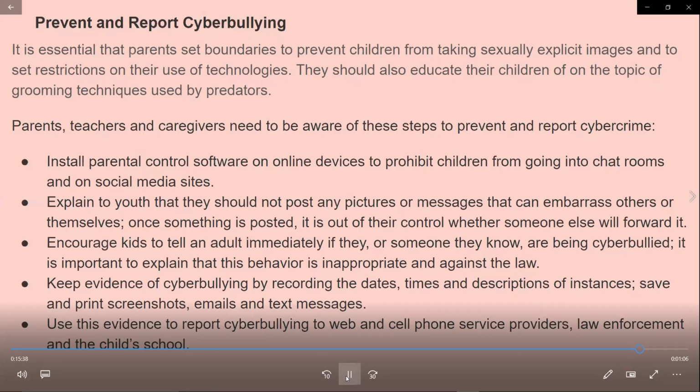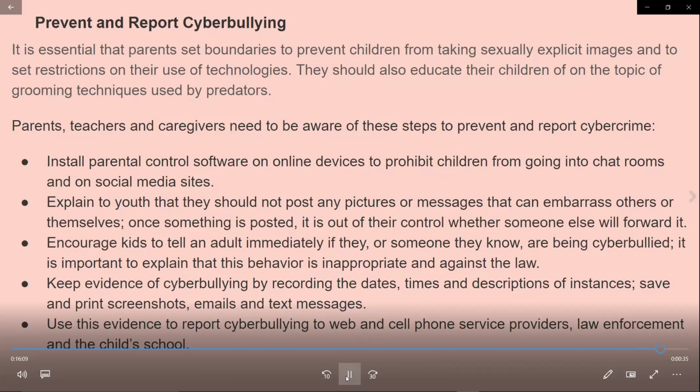of parental control software on their children's devices to prohibit these kids from going to chat rooms on social media sites, to explain to the youth that they should not post any pictures or messages that can embarrass them or anyone else. Once these are posted, it is out of their control whether someone else could forward it. To encourage the kids to tell an adult immediately if they or someone they know are being cyberbullied. To also keep evidence of cyberbullying.